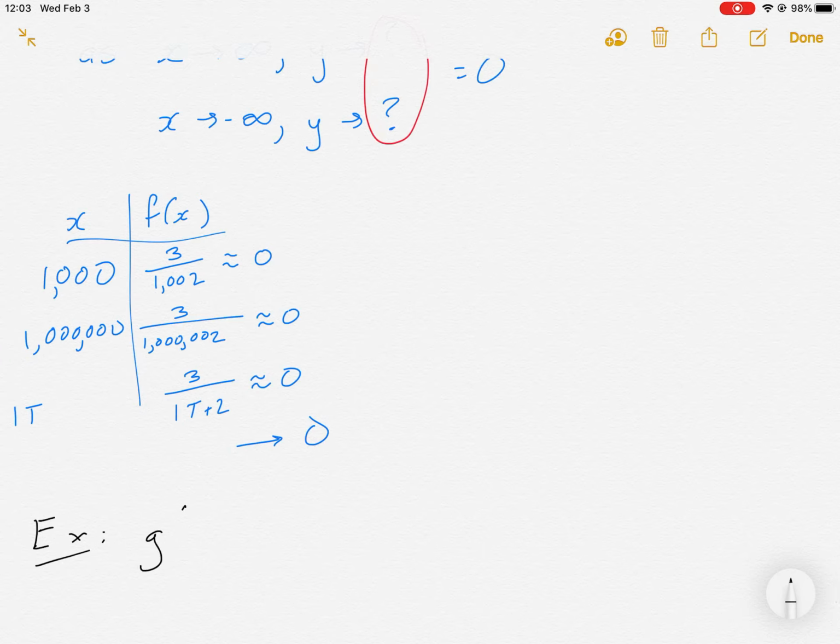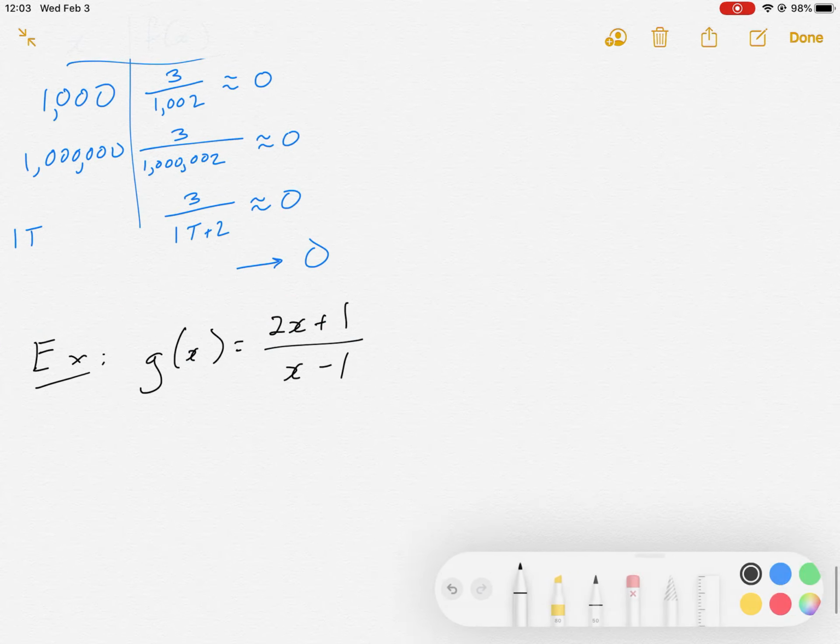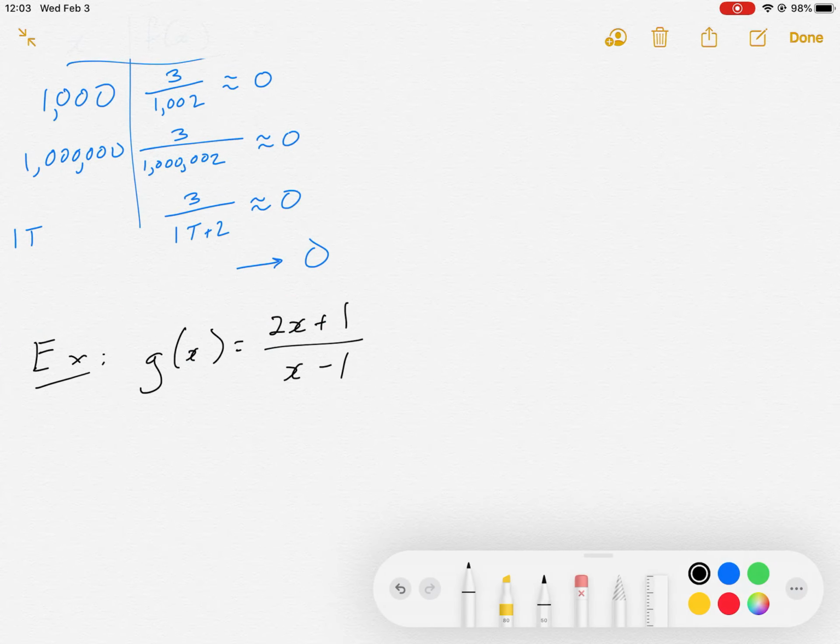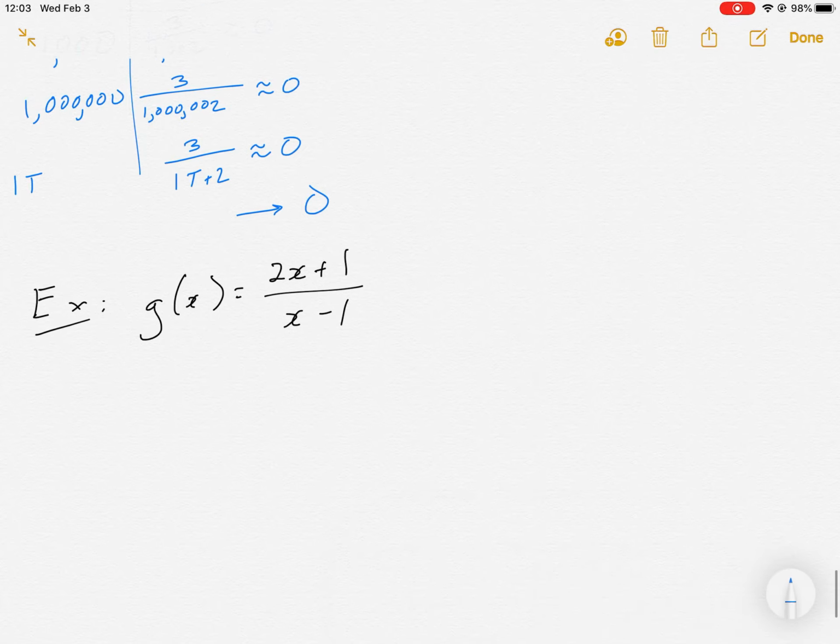Let's now write g of x. We'll do g of x equals 2x plus 1 over x minus 1. Now in this case, if I plug in very, very large values for x, y will be going to a particular number here. And let's think about what that number might be.